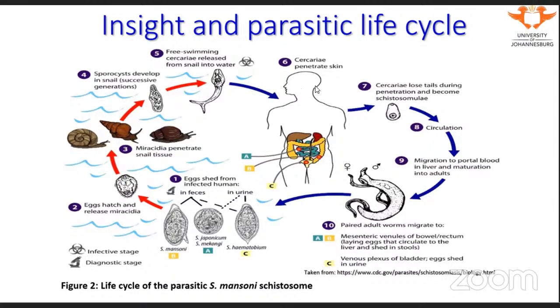Now, the sexual stage begins upon the penetration of the mammalian host skin by the cercariae, which then shed their tails and become schistosomulae. They then enter the host circulation and migrate to the portal blood in the liver, where they mature into adults, and the male and female worms pair off together and then migrate to the small intestine where the female lays its eggs to ensure the continued parasitic life cycle.